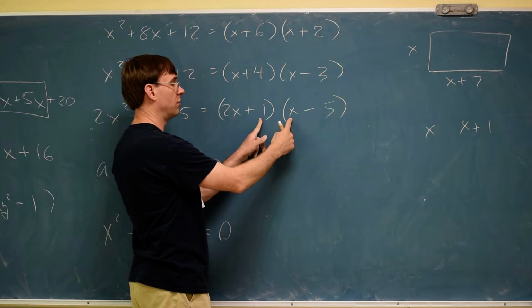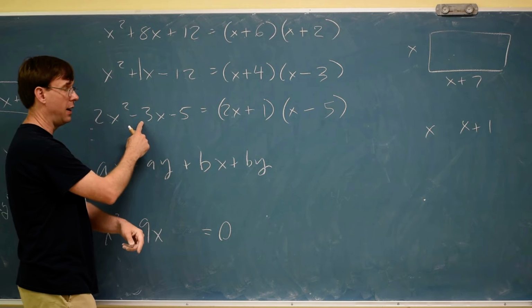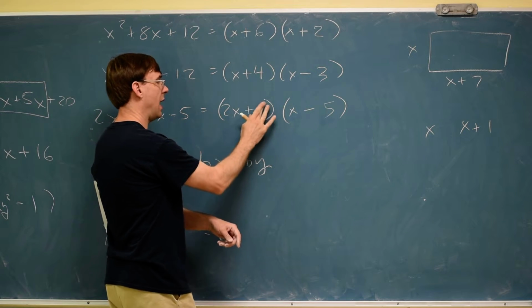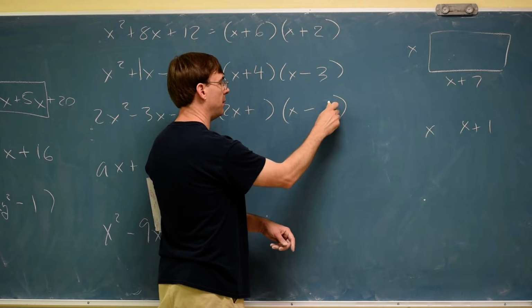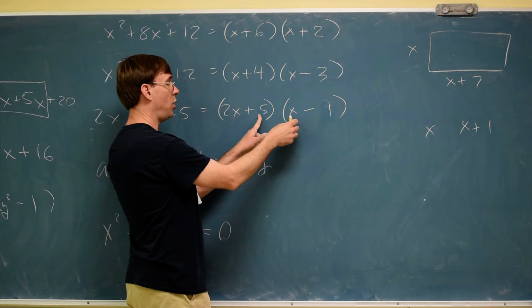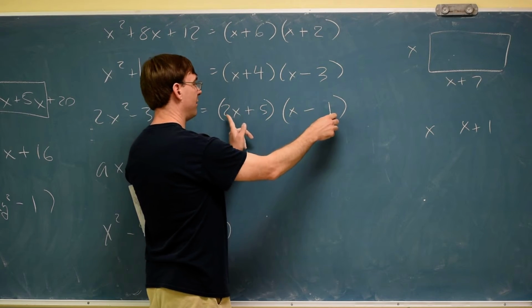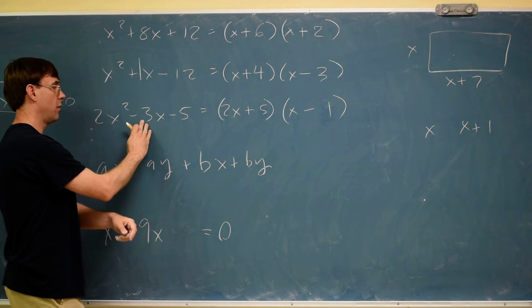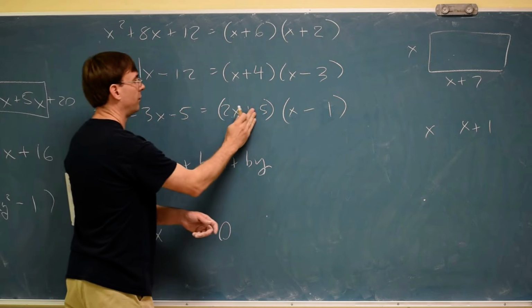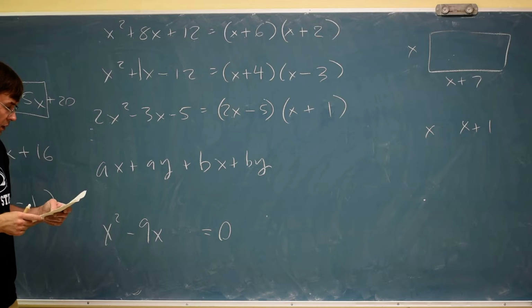Multiplying these is positive 1. Negative 10 combined with positive 1 is not a negative 3. So I need to change some stuff. So let me start by swapping the 5 and the 1. Now this is a positive 5, this is a negative 2. Positive 5 and negative 2 is a positive 3, but I want a negative 3. So I need to swap the signs, and now that'll be good.